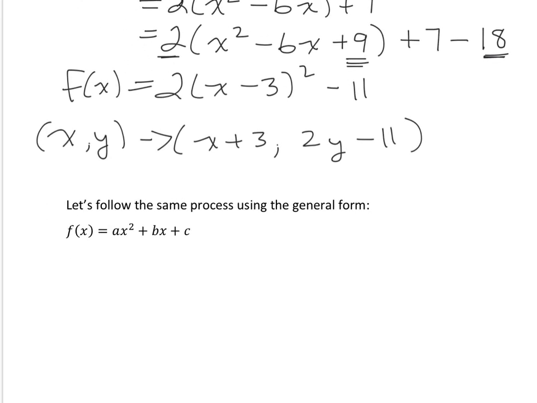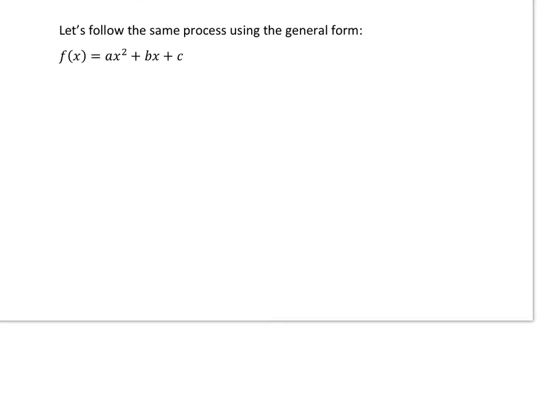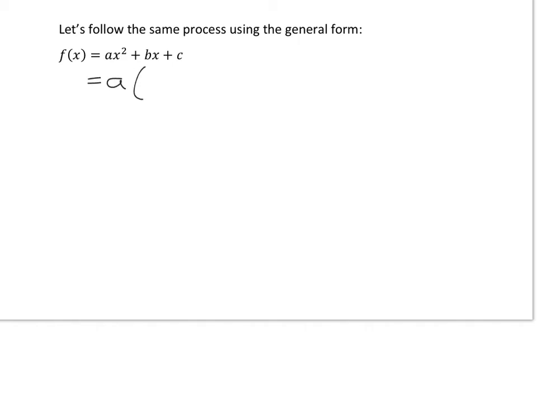Now let's do the same process. We're going to do the exact same process that we just did using the general form of the equation, because that's going to give us some really valuable information. So I'm going to factor out that a, whatever the coefficient of the x squared term is, from the first two terms. So then we'll have x squared in the brackets minus b over a times x, because we're just dividing that a out, plus c.